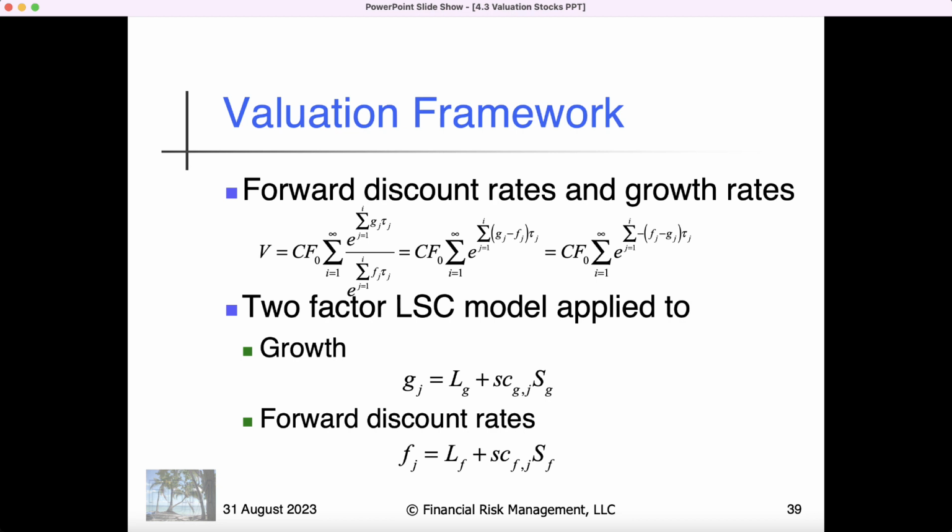And so we have a growth curve and a forward rate discount curve. If we assume a two-factor model, we have growth: there's a perpetual growth rate, there's the scalar that's adjusted, and there's a slope of the growth rate. We have the same concept for forward discount rates.